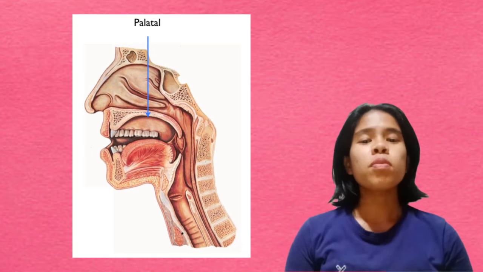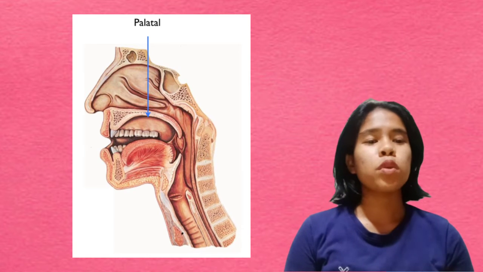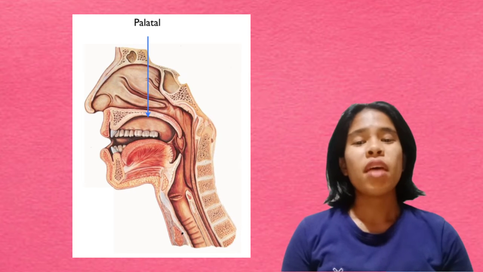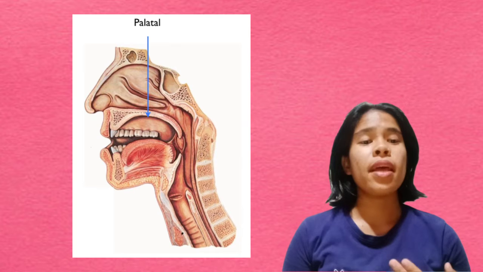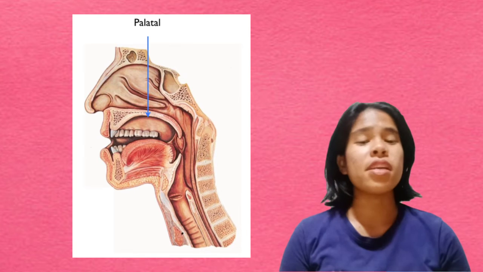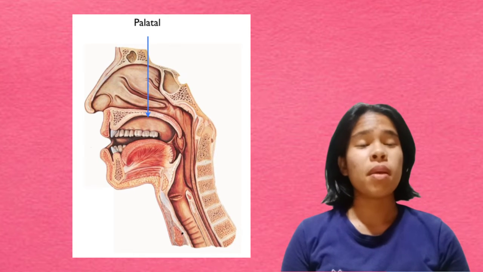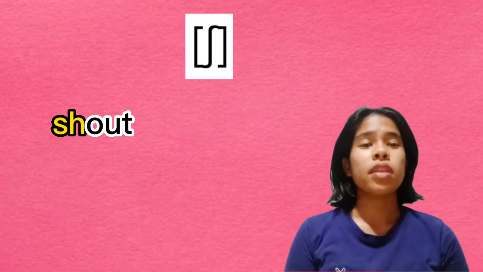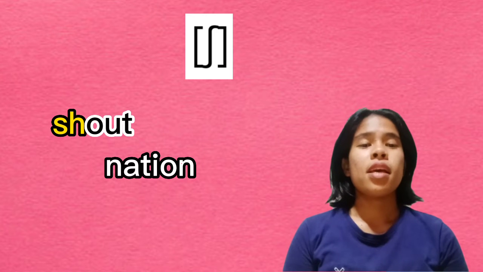The next is palatal. Sounds produced with the blade of the tongue approaching the hard palate. Now these sounds have symbols that you may not know but you have definitely heard. Sounds like, for example, sh, like shout, nation, and splash.